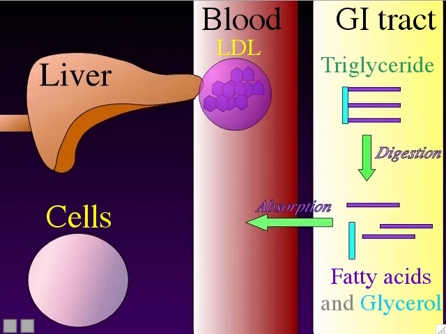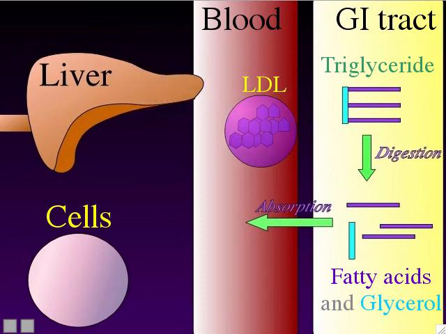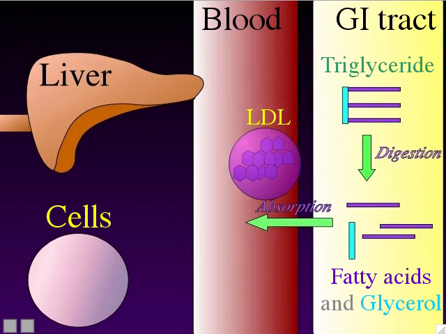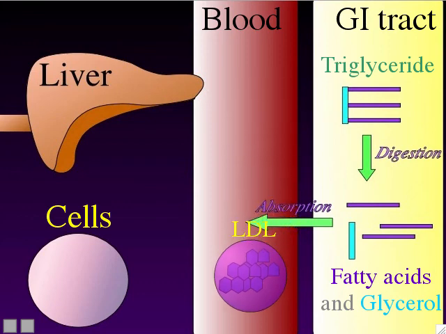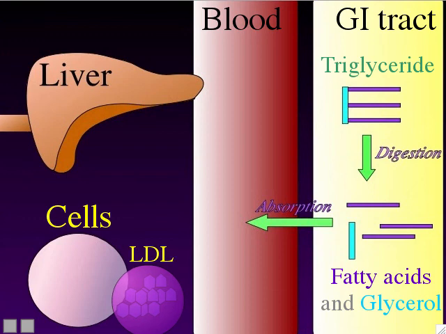The liver secretes this LDL with all those cholesterols in it into the bloodstream. The LDL travels through the bloodstream, and then cells of your body take in LDLs to use those cholesterols as part of their cell membrane or to make steroid hormones. Okay, so that's all well and good.